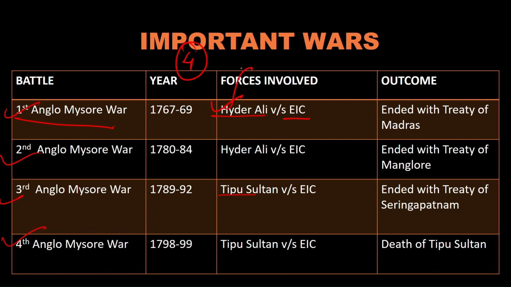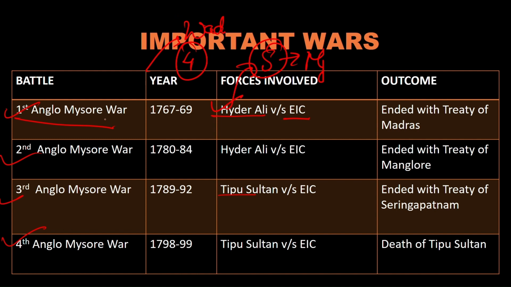An important fact about Hyder Ali: he was not born of royal blood, but was a soldier in the Mysore army, and just because of his skills, he became the ruler. At that time Mysore was ruled by Hindu rulers, known as the Wodeyars, to whom the English again handed the throne after Tipu Sultan died.